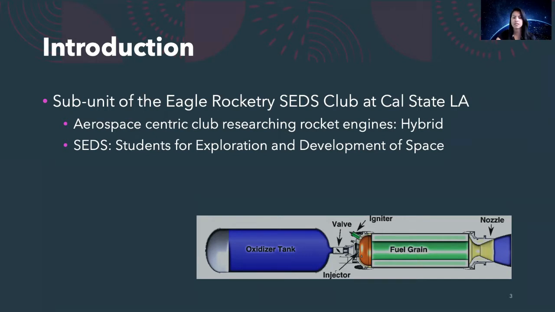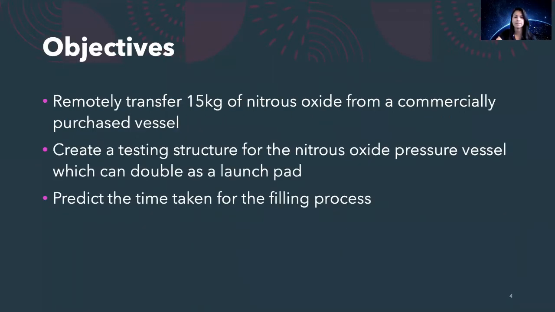Below the figure is the entirety of a hybrid engine. In our case, we'll be focusing on the oxidizer tank filling. Our main objectives are to remotely transfer 15 kilograms of nitrous oxide from a commercially purchased vessel, to also create a testing structure for this nitrous oxide pressure vessel that could also be used as a launching pad, and mainly to predict the time taken for this filling process. Now for computational fluid analysis is going to be Orifiel Ortiz.